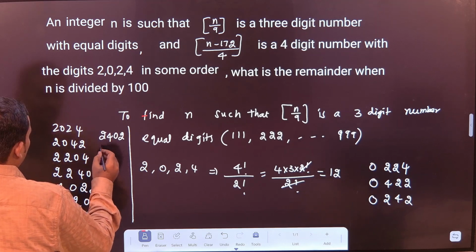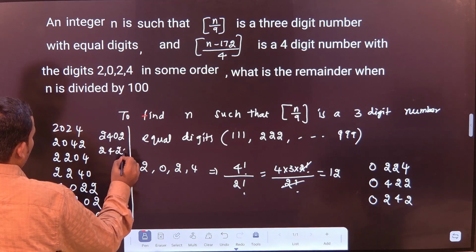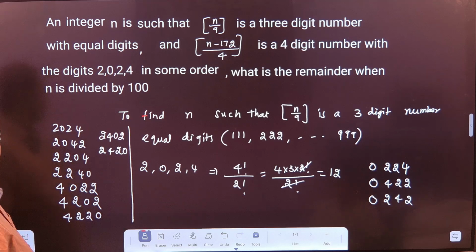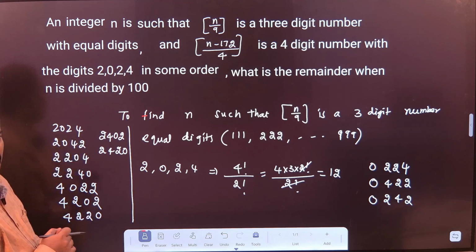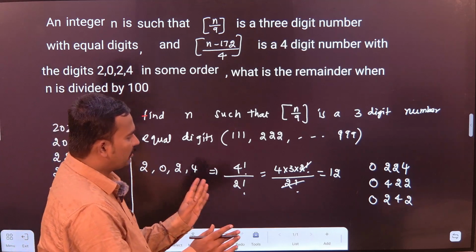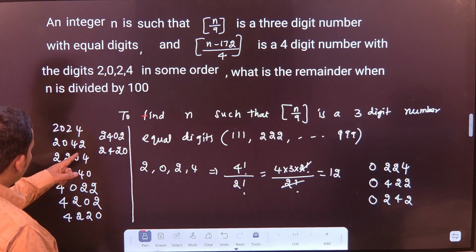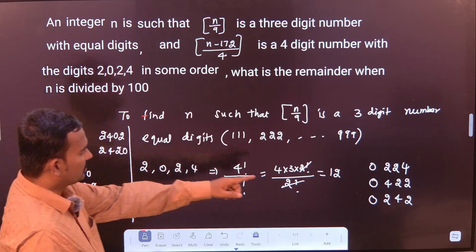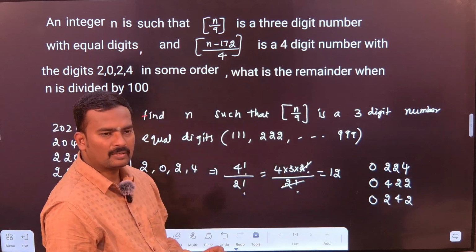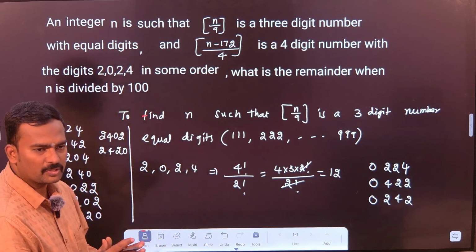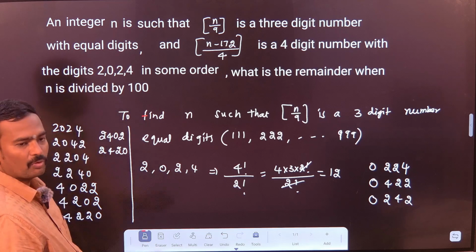Clear? So 1, 2, 3, 4, 5, 6, 7, 8, 9 numbers are possible. Among that, you can see a total of 12 numbers. So 9 numbers here. Check it once whether everything is correct or not. Yes. So there are 3 numbers starting with 0, and a total of 12 numbers. These are the 4-digit numbers possible using 2, 0, 2, 4.